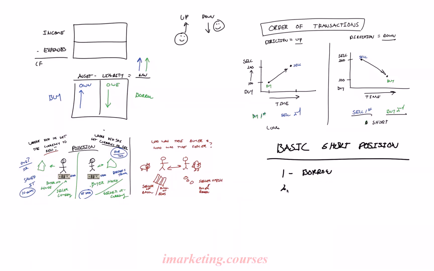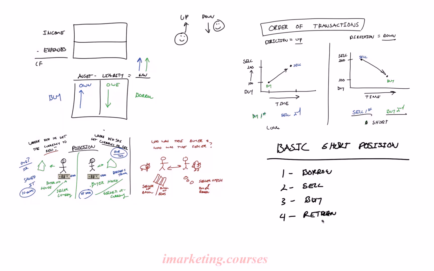Step two is to sell. Step three is to buy the item. We want to buy. And step four is to return what you borrowed.